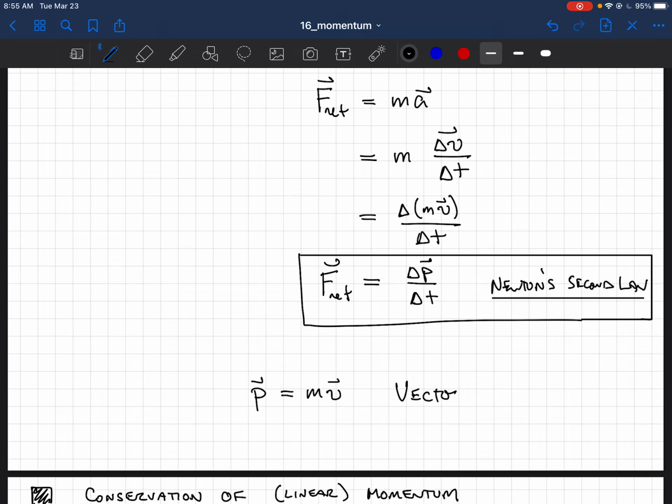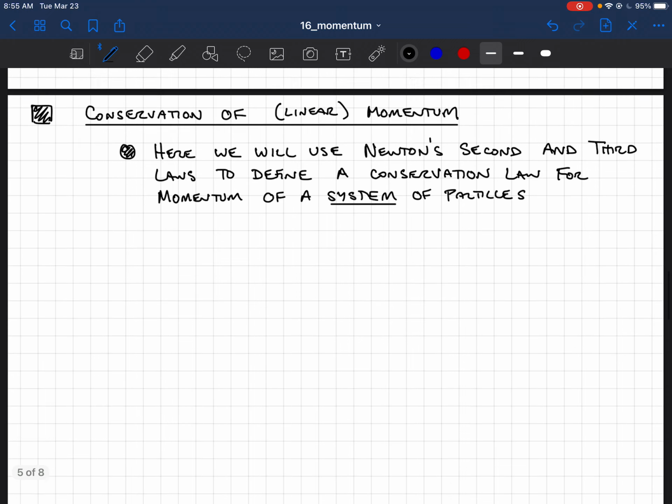It's a vector quantity. So we're always going to have to deal with momentum as a vector, meaning we're going to come up with some equation, the conservation of momentum, and that will be a vector equation in which we have to deal with vectors, meaning we have to do components of vectors, as we have been doing with Newton's second law.